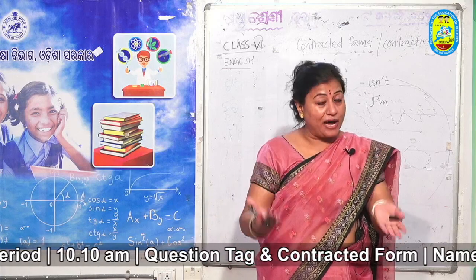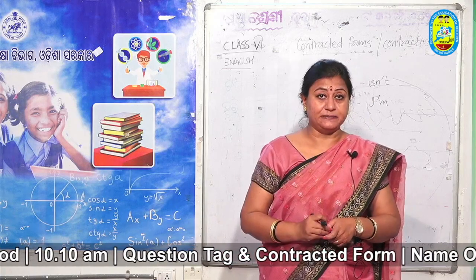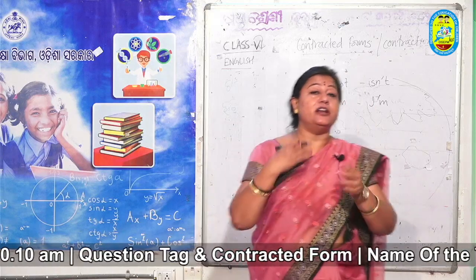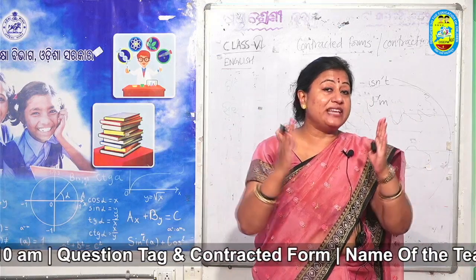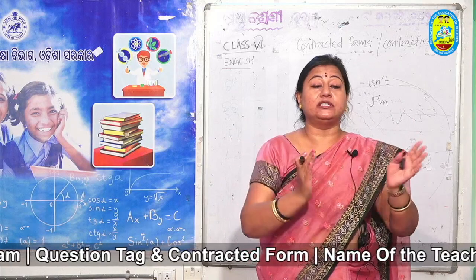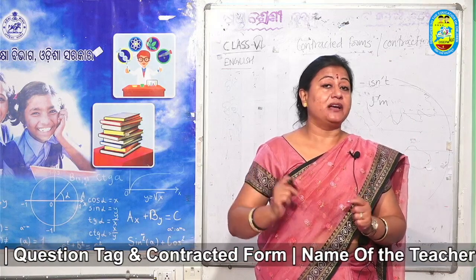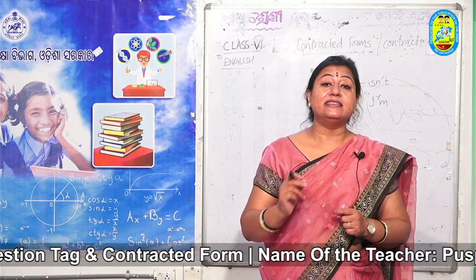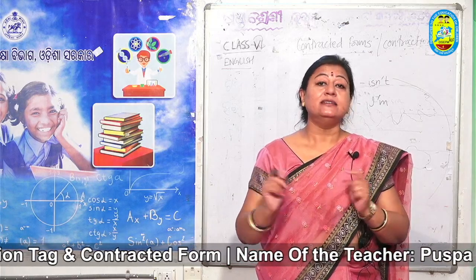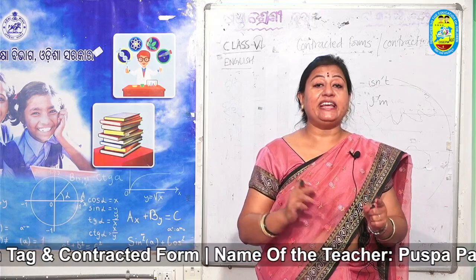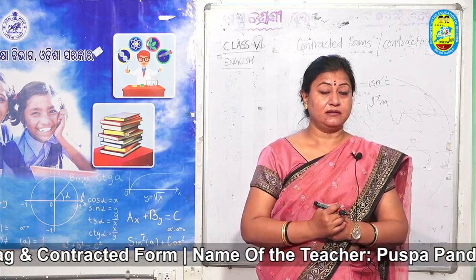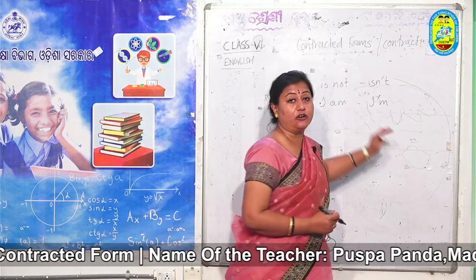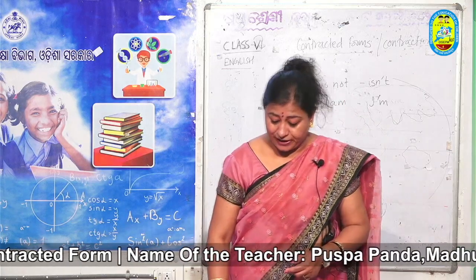We omit one letter or more than one letters, right? And apostrophe is very necessary. And also in pronunciation, we squeeze the pronunciation of both the words. I am becomes I'm. Is not becomes isn't. Did not, didn't. She is, she's. Okay. So this is called contracted forms or contractions in English.